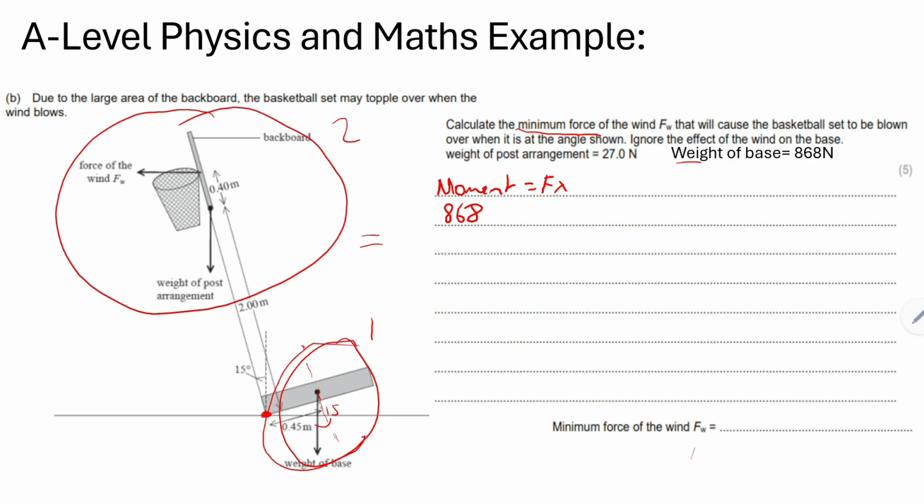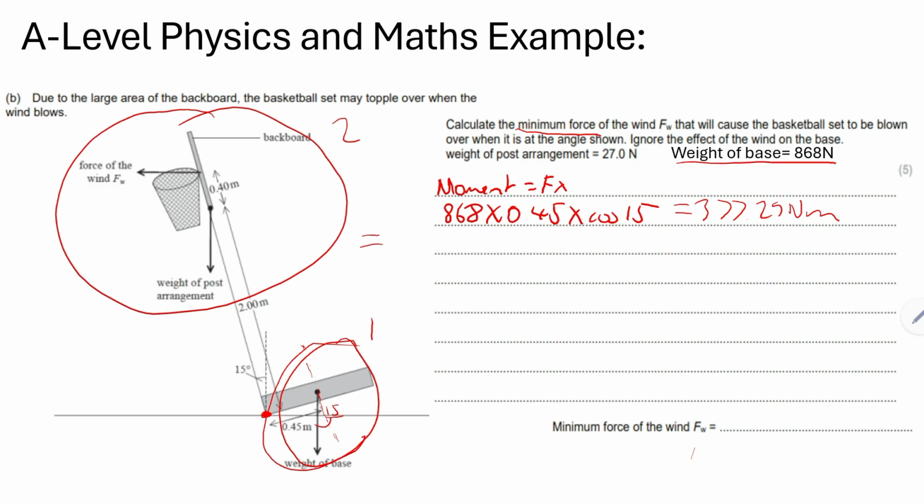So 868, which is the weight of the base, multiplied by 0.45, which is the distance to the point circled in red, 0.45 multiplied by cos 15. Due to angle rules and trigonometry, we found 15, and we know it's cos. So when we do that, we'll get 377.29 newton meters.